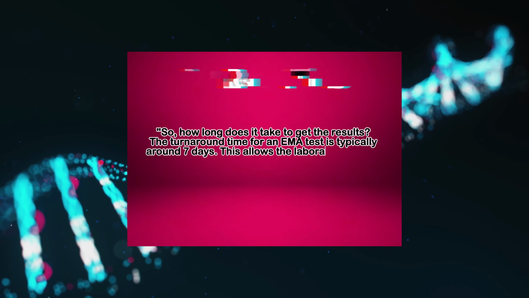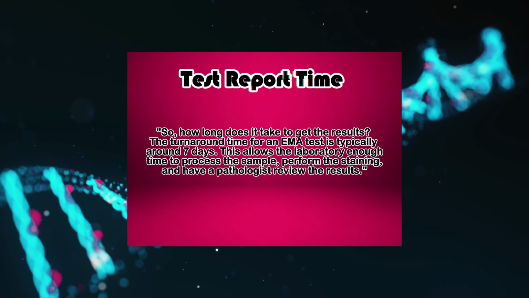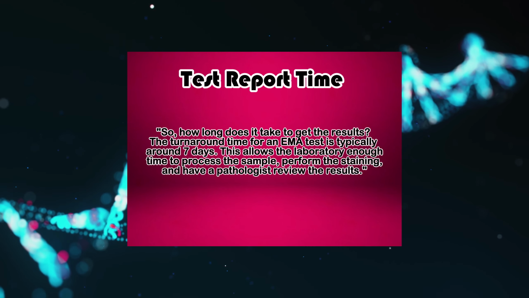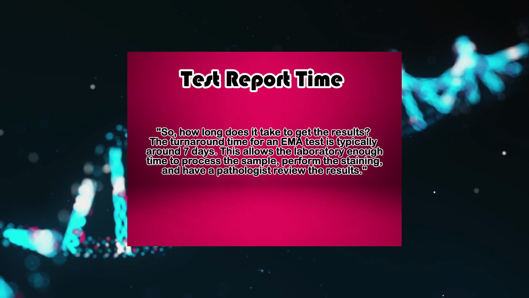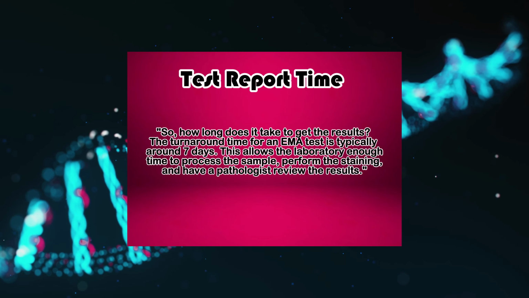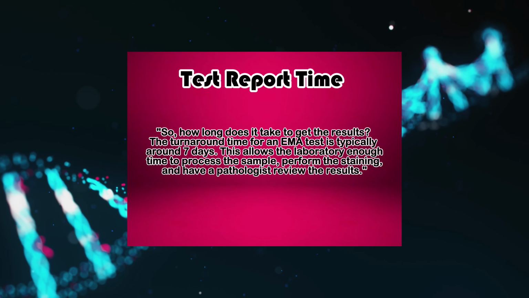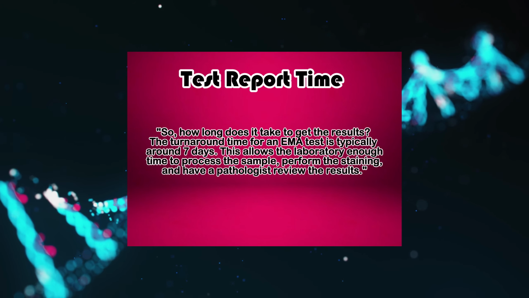Test turnaround time. So, how long does it take to get the results? The turnaround time for an EMA test is typically around 7 days. This allows the laboratory enough time to process the sample, perform the staining, and have a pathologist review the results.